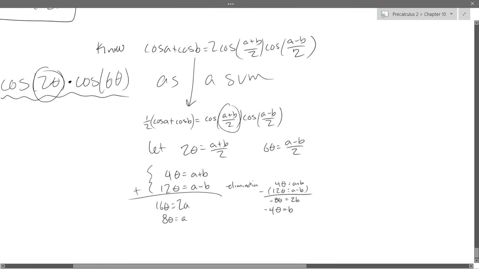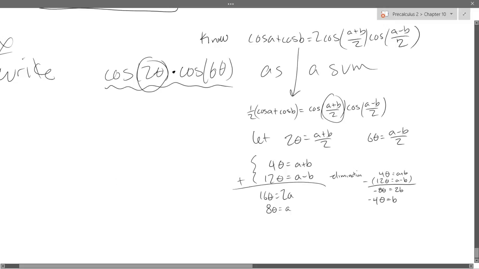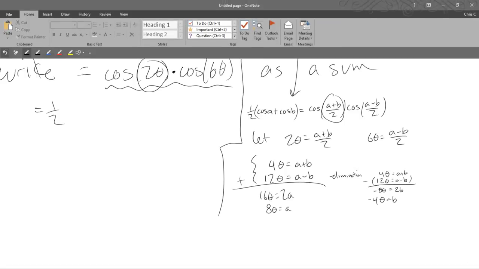All we're going to do now is make a substitution. Once we have that right there, the rest of this is all just substituting back in. So we got 1/2. Well, I'll write the intermediate step.